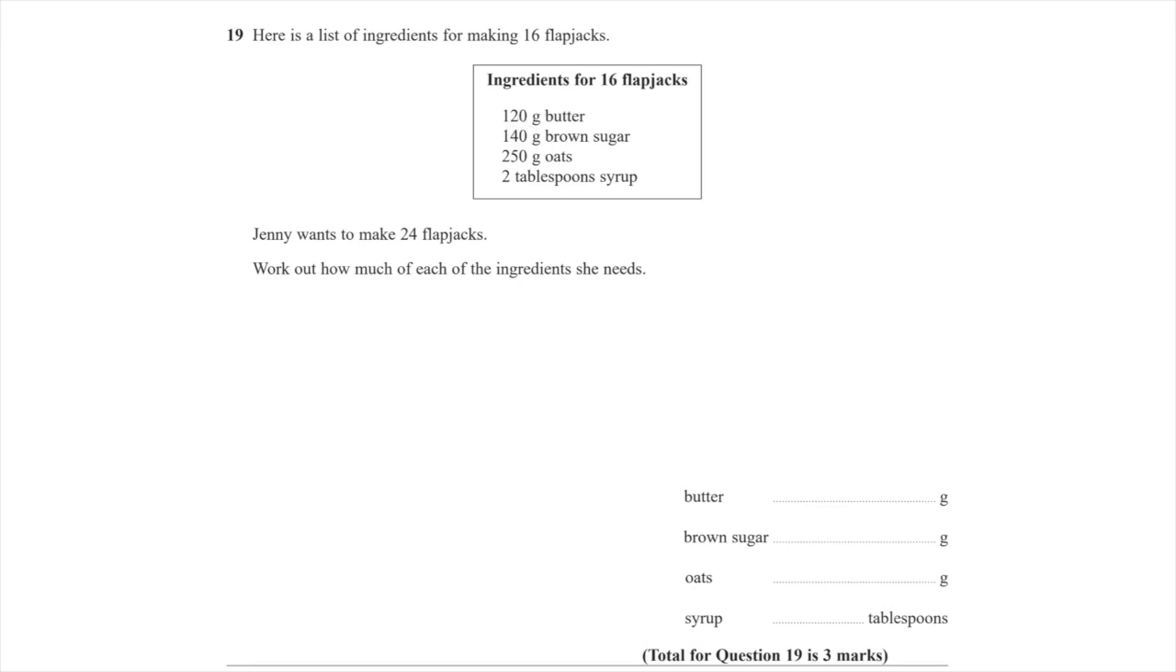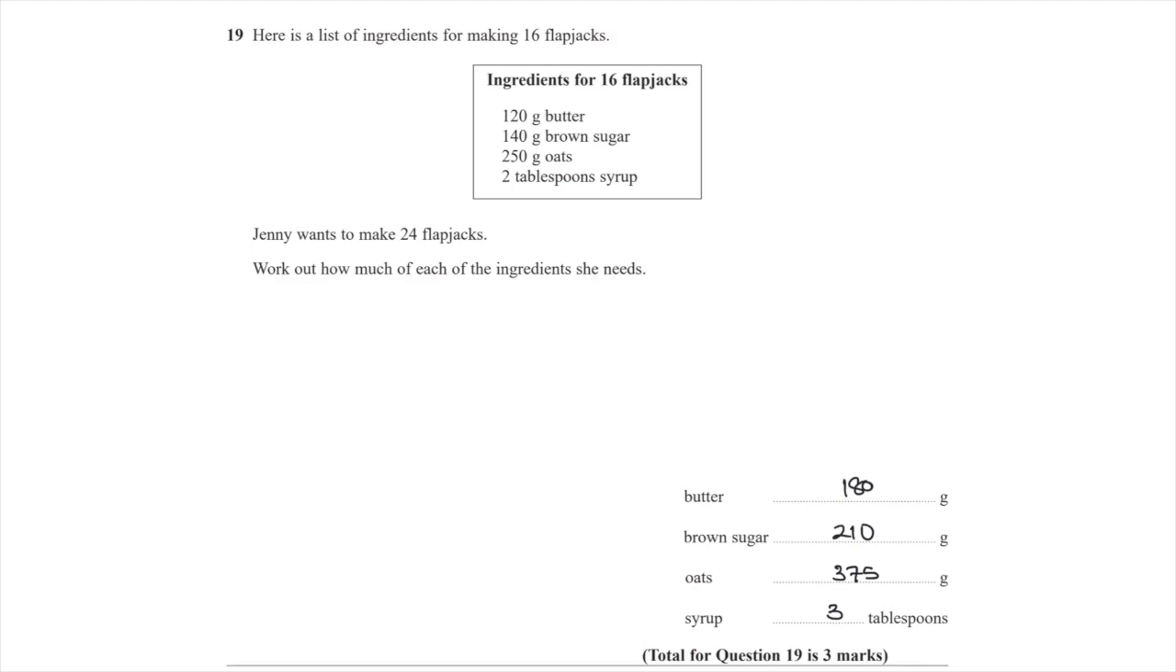So half of 120 is 60. And when you add that back on, that becomes 180 there. And then the brown sugar will become 210 because half of 140 is 70. You add that in, you get 210. And then half of 150 is 75. So that's going to be 225 there. And then the syrup, half of 2 tablespoons of syrup is 1. So you add the 1 on and you get 3. And that should sort you out for your 24.